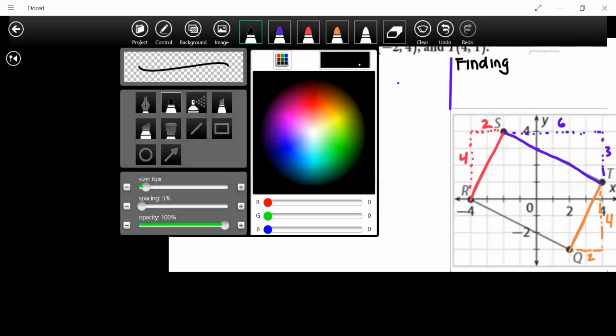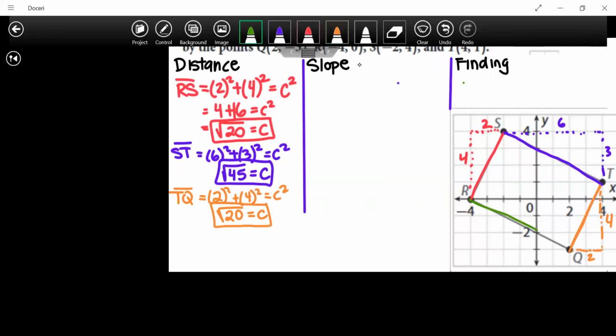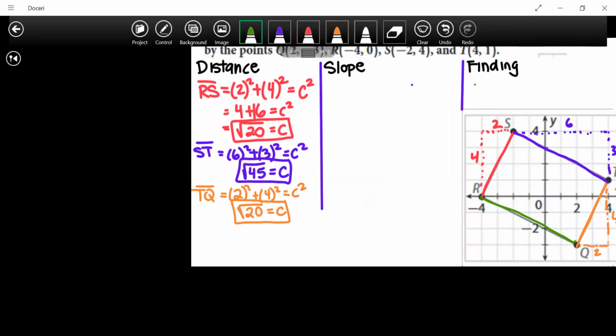The last one that I want to see here is RQ. Do you think we're going to have the same length with RQ? Yeah. So RQ, its setup is going to be down 3, over 6. So 6 squared plus 3 squared is equal to c squared. This is going to give me, again, the square root of 45. I'm sorry for the people back there if you can't see it. We have something special here.